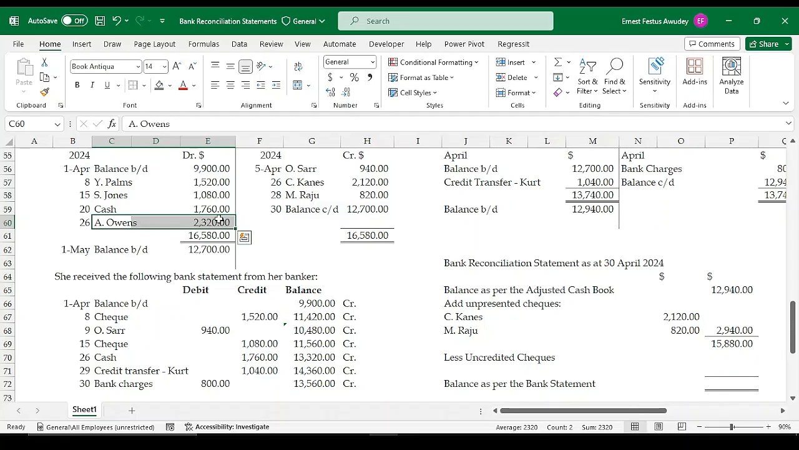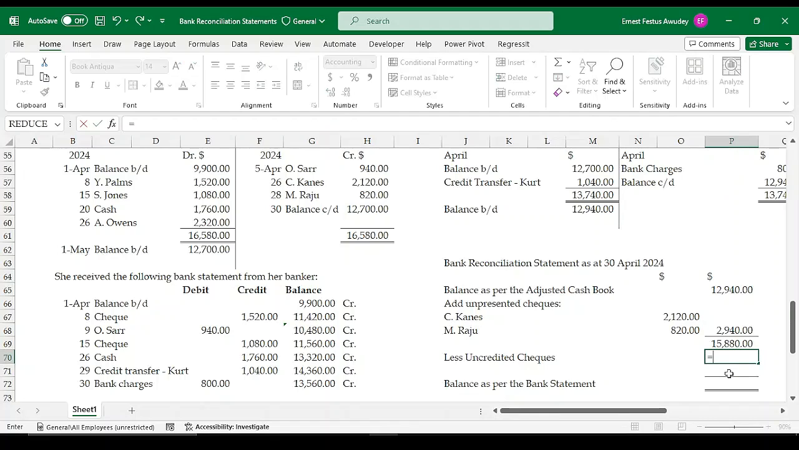So this is appearing at the debit side of the cash book, the bank column, but not at the credit side of the bank statement. Therefore, it becomes an uncredited check. It has not been credited. All right, so I'll just come here and I'm going to subtract it, so I'll put a minus there, and then I can link this up, and that gives me this.